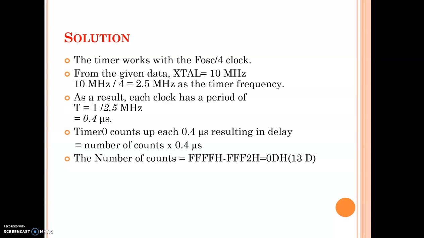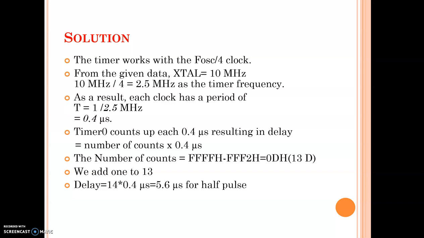Now remember that whenever the timer reaches its maximum value FFFFH, it rolls back to the initial value 0000. Then it turns on the timer overflow flag. That means it counts one more thing. So that's why we need to add 1 to the 13. That's why the delay generated by the timer will be 14 multiplied by 0.4 microsecond, that is 5.6 microsecond for half pulse. We are calculating it for only half pulse. So the total entire period time delay will be 2 multiplied by 5.6, that comes to 11.2 microsecond.